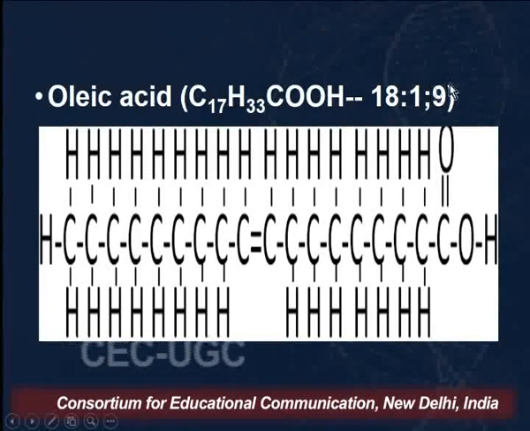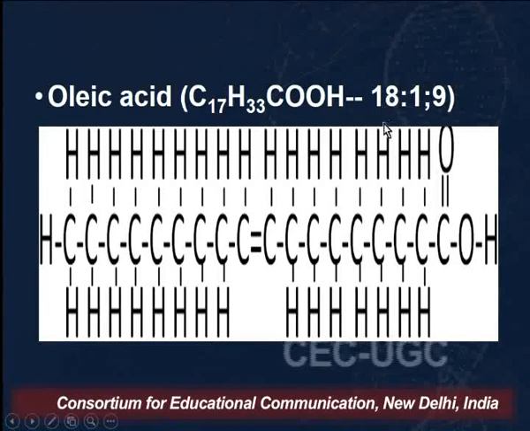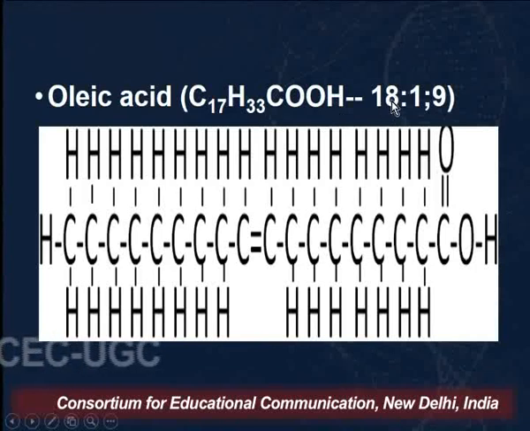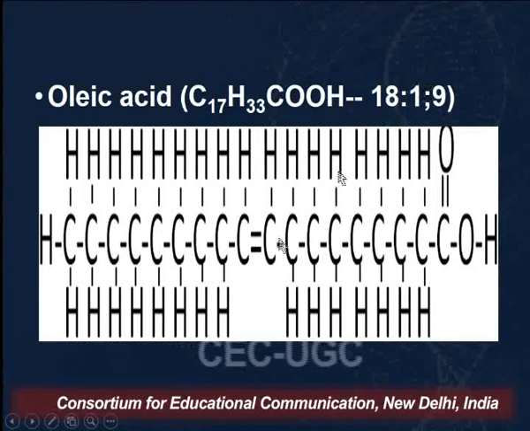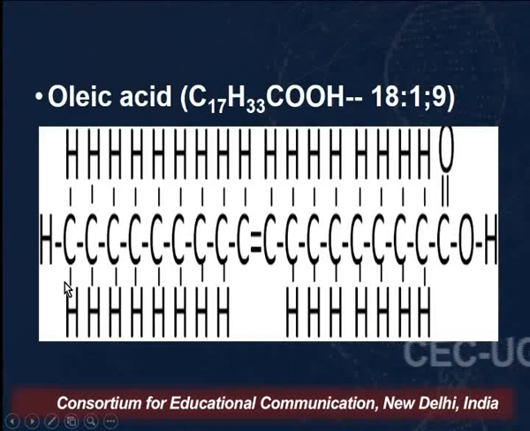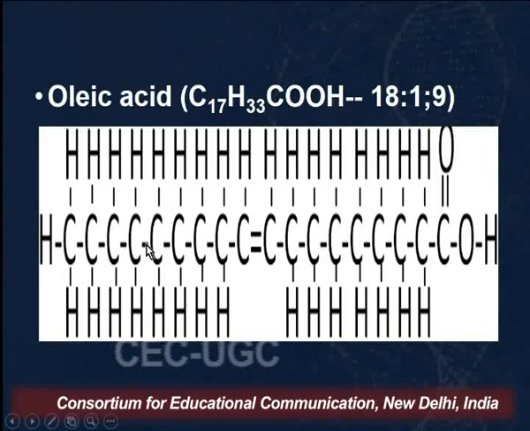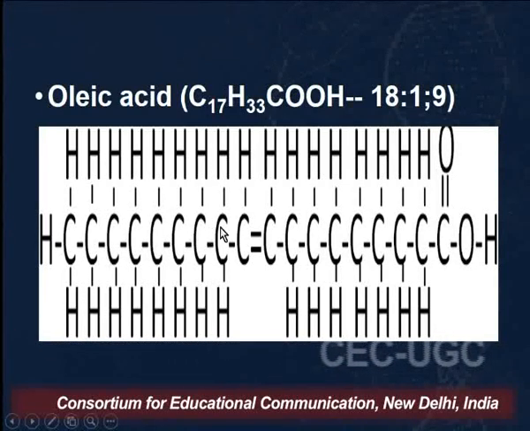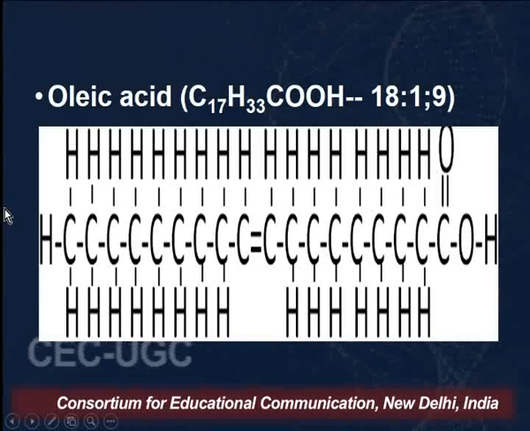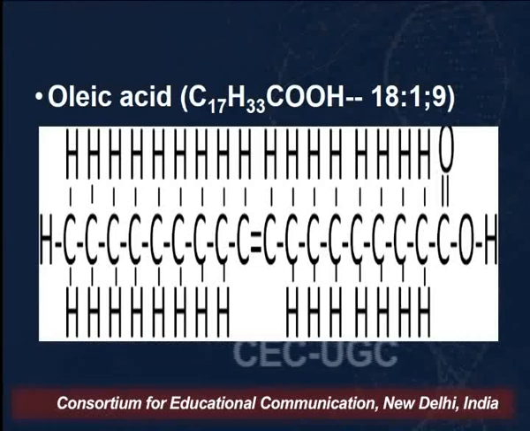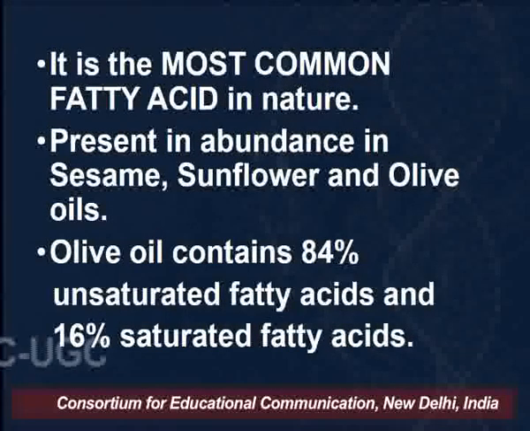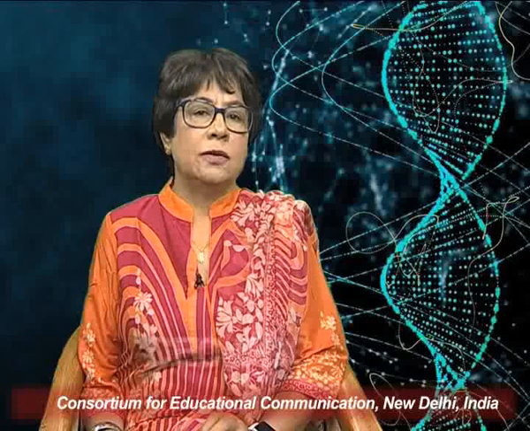Now what does this 18, 1 and 9 indicate? 18 indicates that oleic acid has 18 carbons in it. It has 1 double bond, and this double bond is at position 9 from the methyl end. When I am saying it is omega 9, 1, 2, 3, 4, 5, 6, 7, 8 and 9, the double bond is at position number 9. And what you have to remember is oleic acid is an essential fatty acid. I'll be dealing today in the lecture itself with what are essential and what are non-essential fatty acids.